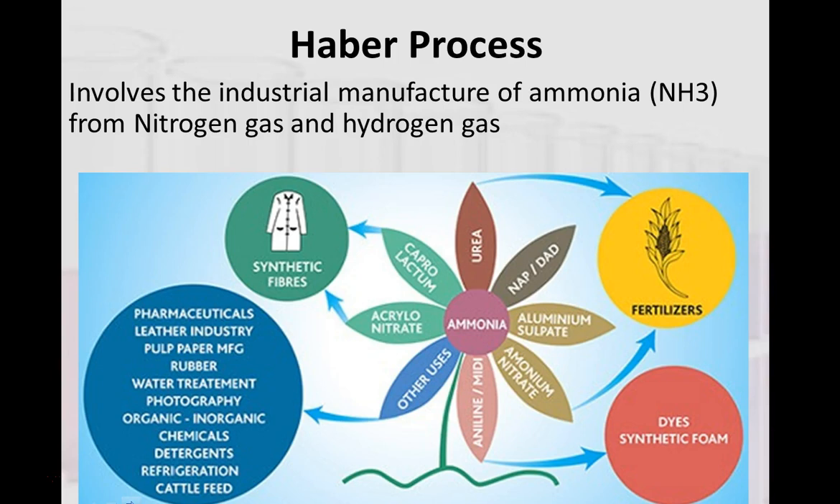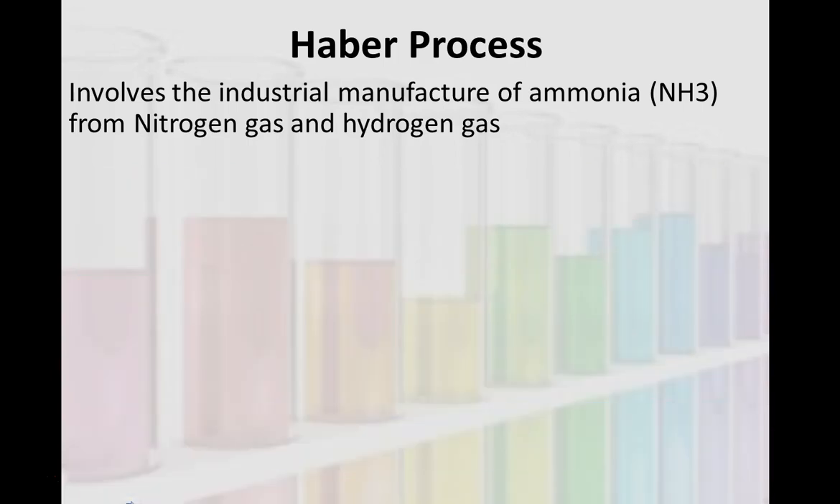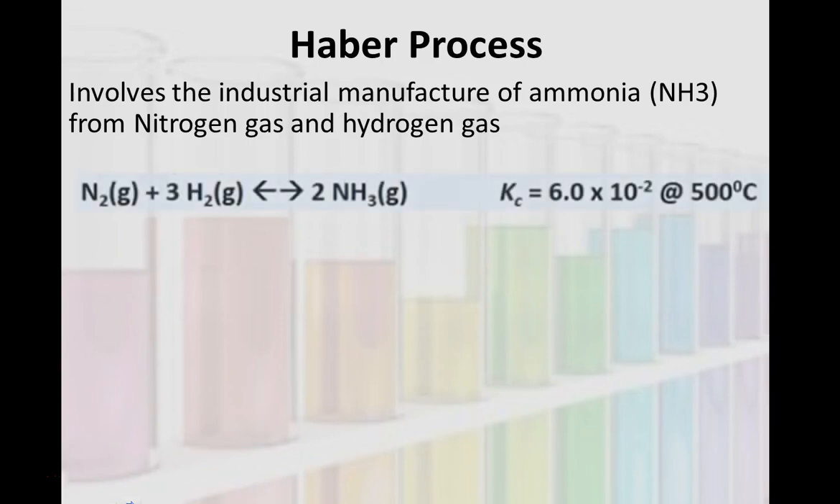So ammonia is used for a whole bunch of things, right? We use it for fertilizers, it's used in fibers, chemicals, a whole bunch of different things. The problem with this reaction is when you add the nitrogen and hydrogen together, I have this really small Kc value. What does a small Kc value mean? It favors the reactants, right?